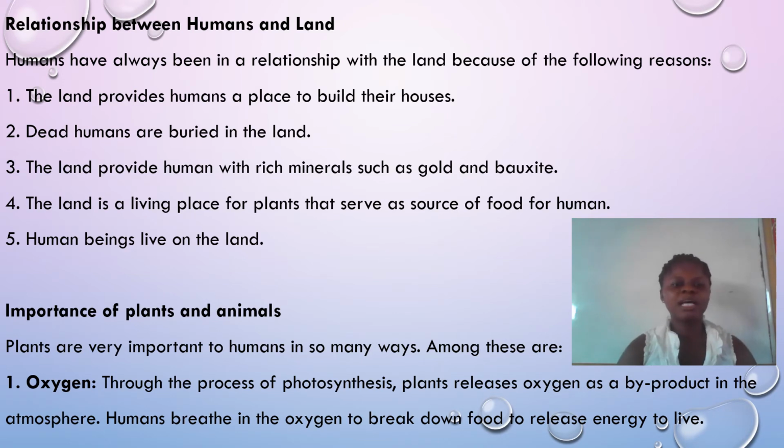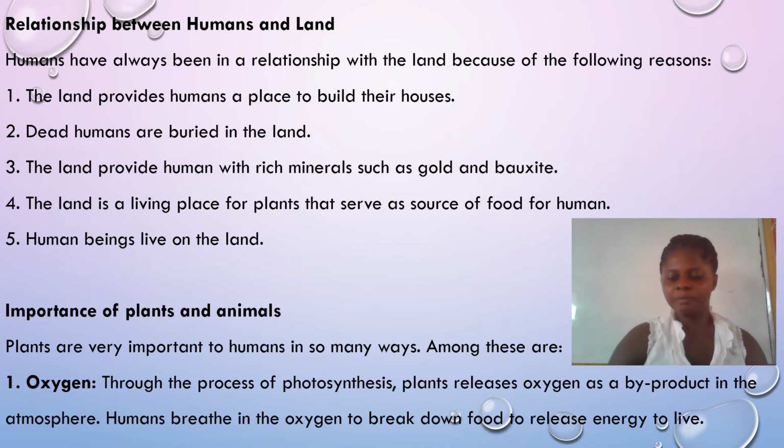Let's look at the importance of plants and animals. So plants are very important to humans in so many ways. So the following are ways by which plants are important to animals. Human beings and animals get oxygen through the process called photosynthesis that is carried out by a plant. It is the plant that undergoes that process called photosynthesis to release oxygen for human beings and animals to do what? To breathe in.